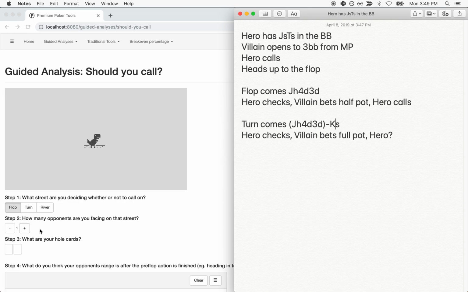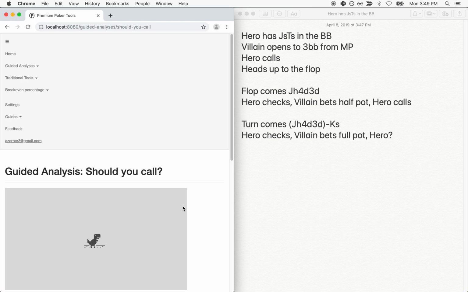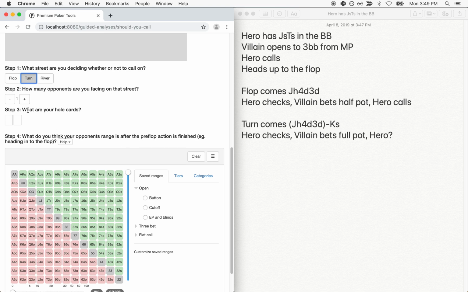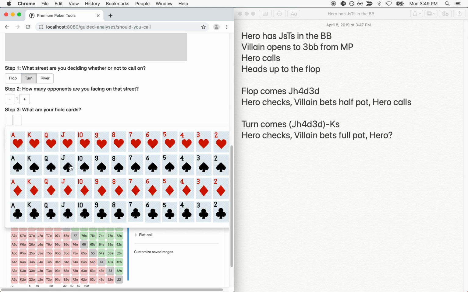To use the tool, we go through things step by step. Step 1 asks us which street we're deciding whether or not to call on, and here we're deciding whether or not to call on the turn. Step 2 asks us how many opponents we're facing on that street. We're facing 1 because we're heads up. Step 3, what are our hole cards? We have Jack of Spades, 10 of Spades.